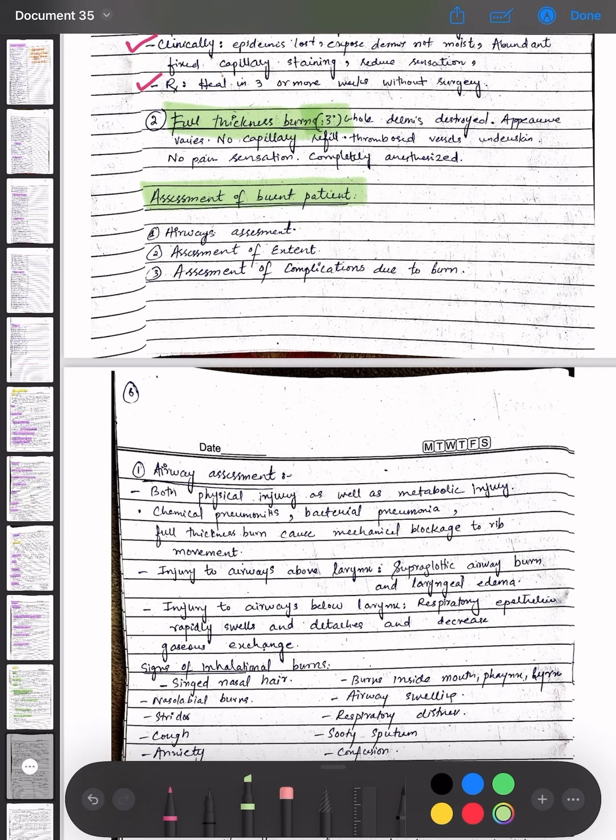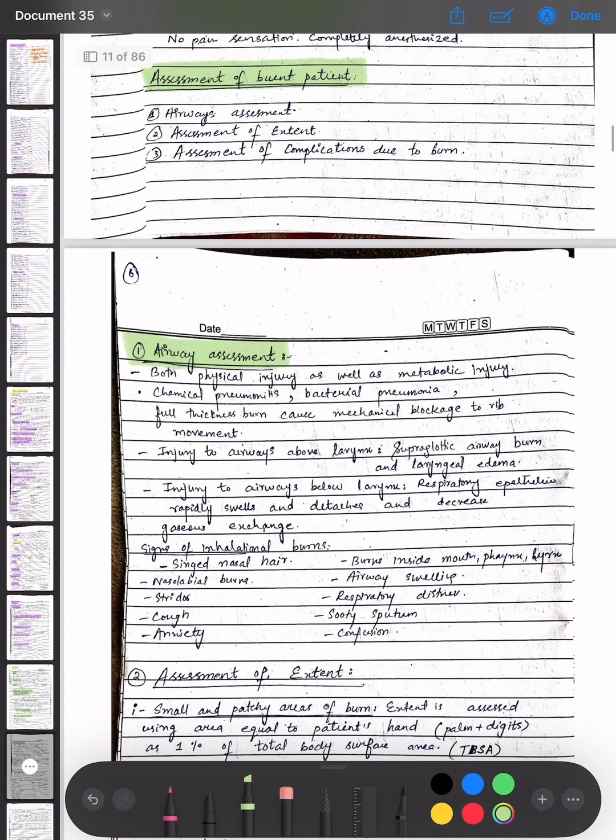So the first one is the airway assessment. How will we do it? Both physical injury as well as metabolic injury: chemical pneumonitis, bacterial pneumonia, full thickness burn cause mechanical blockage to rib movement. Injury to airways above the larynx: supraglottic airway burn and laryngeal edema. Injury to airways below the larynx: respiratory epithelium rapidly swells and detaches, and there is decreased gas exchange.